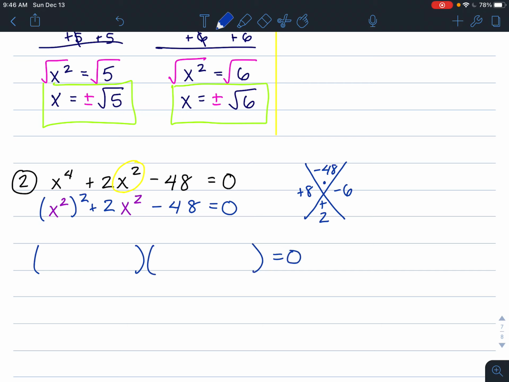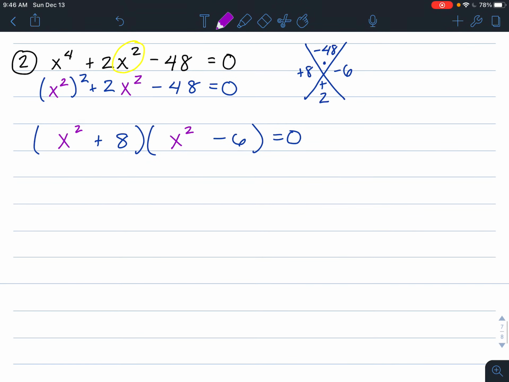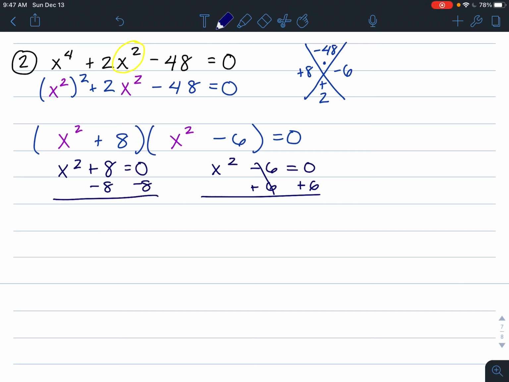And since my a value is 1 here, there's no number in the front of the problem, I can just go ahead and jump to my answers. And then I'm just going to take my middle variable and put that in there. So I'm going to go through and solve both of them. So here I'm going to add 6. Here I'm going to subtract 8. We'll just do these simultaneously.